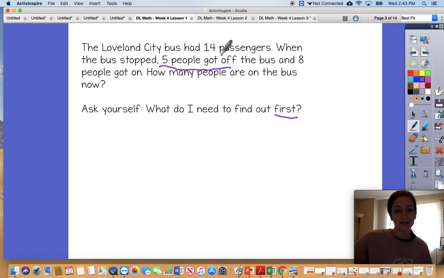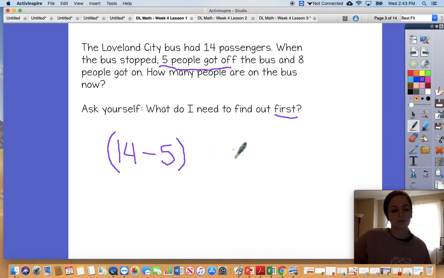We're subtracting, right? Because we started with 14 and then we're getting rid of, or subtracting, 5 of them. So I'm going to start with my 14 passengers and subtract the 5 that got off, okay? If you remember from last time, we talked about using parentheses to show do this part first. With this word problem, you can do it in a couple different orders, but so we practice doing that, we're going to put parentheses around this part to say do this part first. So 14 minus 5 is 9.